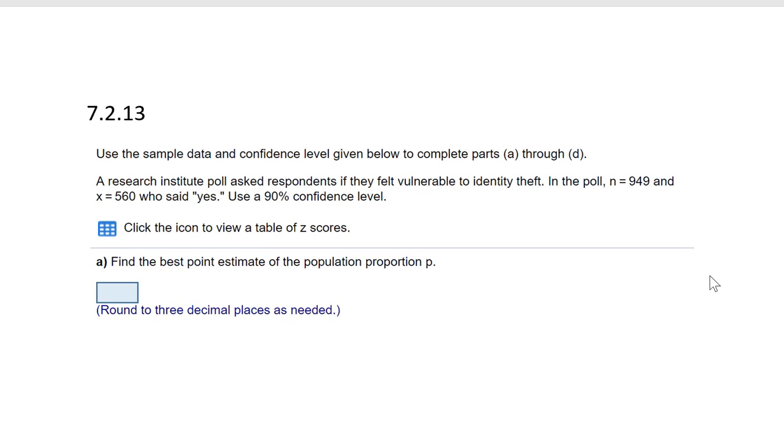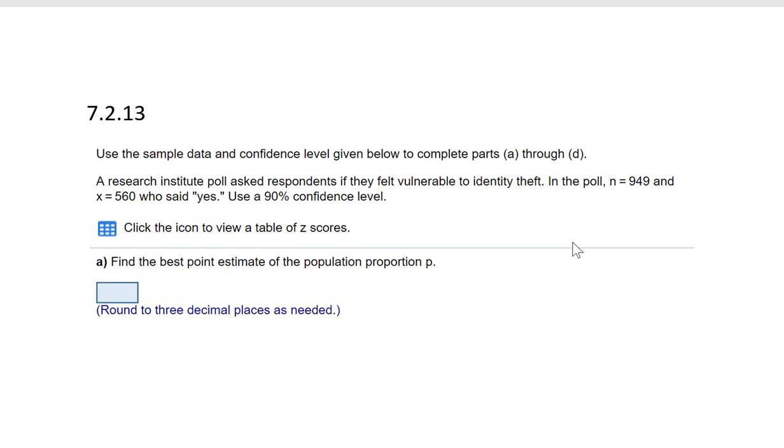So this problem reads, use the sample data and confidence level given below to complete parts A through D. A research institute poll asked respondents if they felt vulnerable to identity theft. In the poll, N equals 949, X equals 560, who said yes. Use a 90% confidence level. And it says click the icon to view a table of z-scores.